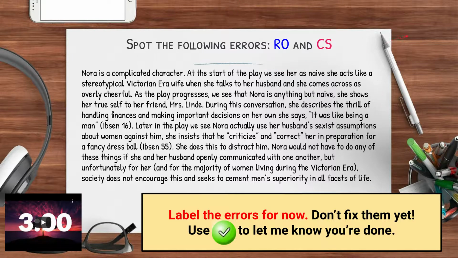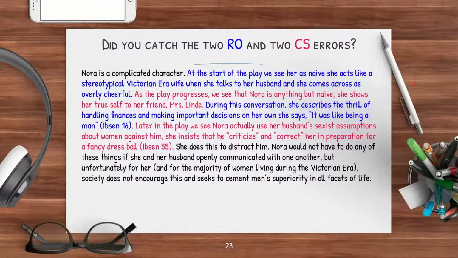So take a look at the errors that you see here. All right, and identify where do you see run-ons and where do you see comma splices. And again, comma splices are run-on sentences that just have a comma between the 2 full sentences. Okay, so did you catch the 2 run-on sentences highlighted in blue? Did you catch the 2 comma splices highlighted in this reddish color?